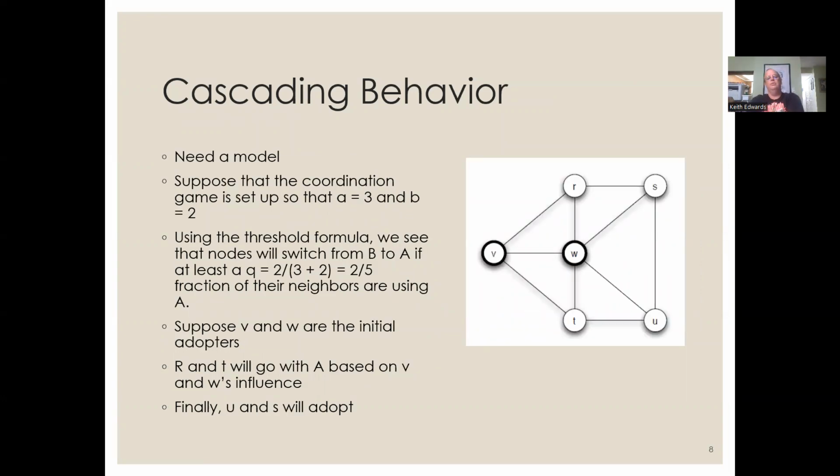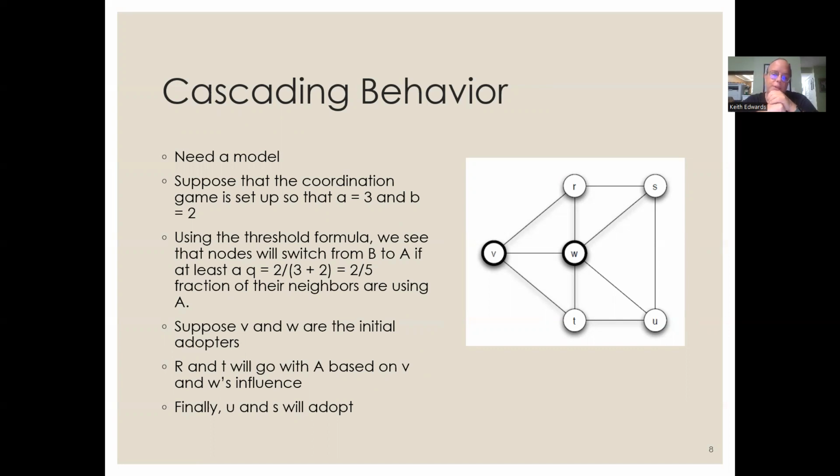So suppose the coordination game is set up so that A is 3 and B is 2. That is, A is 1 and 1/2 times as good as B. Using the threshold formula, we see that the nodes will switch from B to A if at least the number Q, this is our threshold, is equal to 2 divided by 3 plus 2, or 2/5 fraction of their neighbors are using A. So suppose V and W are the initial adopters.